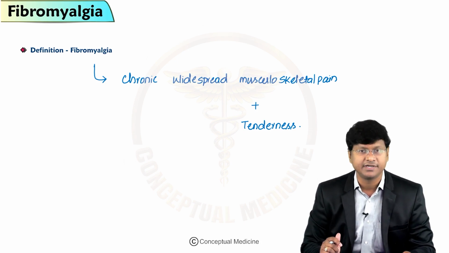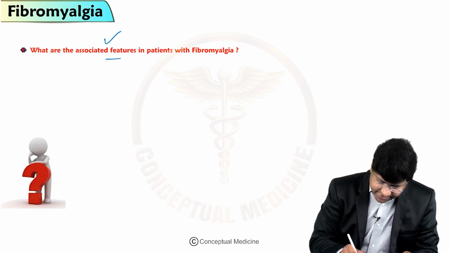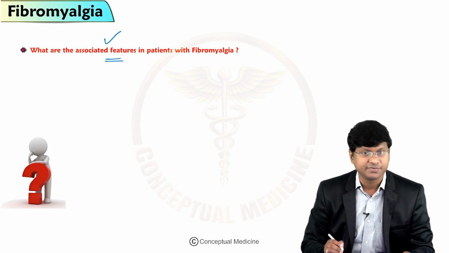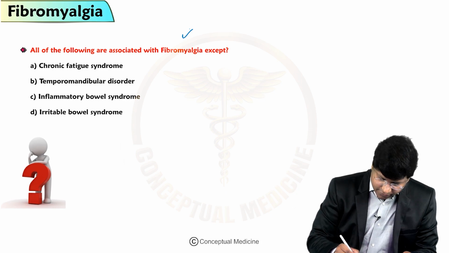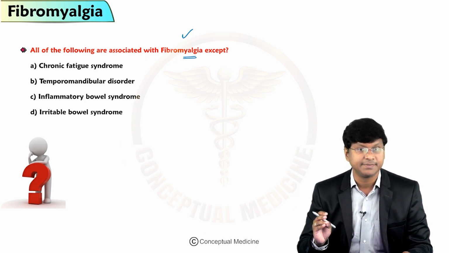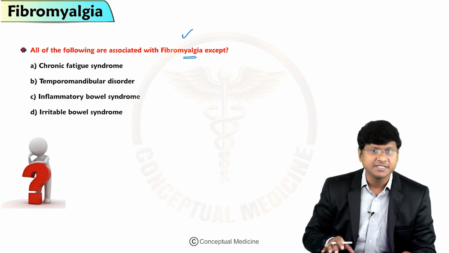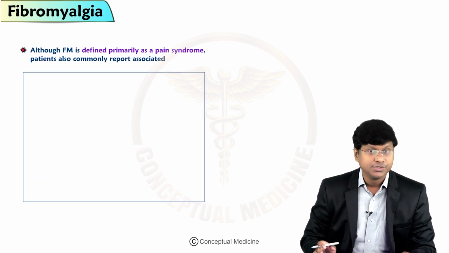have certain associated manifestations. So the question is, what are the associated features in patients with fibromyalgia? A multiple choice question can also be asked on the same topic. That is, all of the following are associated with fibromyalgia except: chronic fatigue syndrome, temporomandibular disorder, inflammatory bowel disorder, irritable bowel syndrome. Now, let me discuss all the associated manifestations and then come back to the same question.